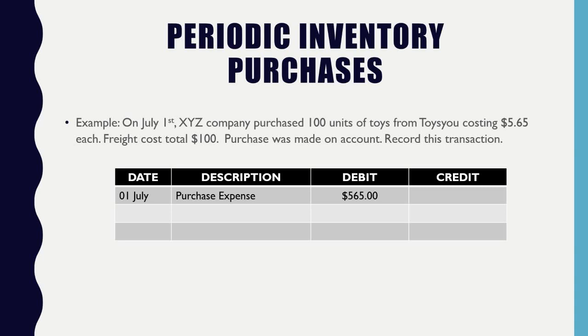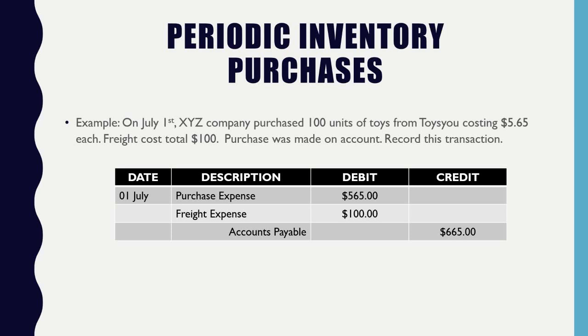But in this case, purchase expense is what you actually purchased the inventory items for. So in this case, I purchased 100 toys at $5.65 each. That should give me a grand total of $565, okay? Here it tells me that freight is going to cost me $100, assuming this is FOB. Freight expense is going to be $100. And then, of course, because I placed it on account, which is a liability, we usually refer to that as accounts payable. It's a liability, so it's going to be credited.